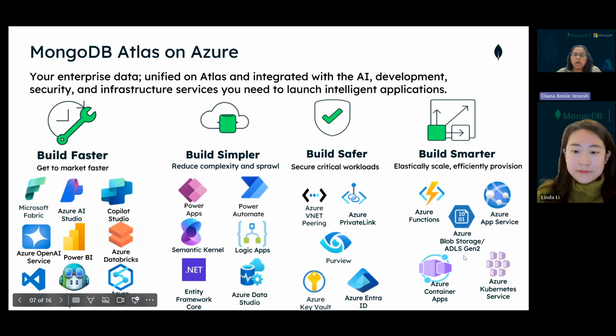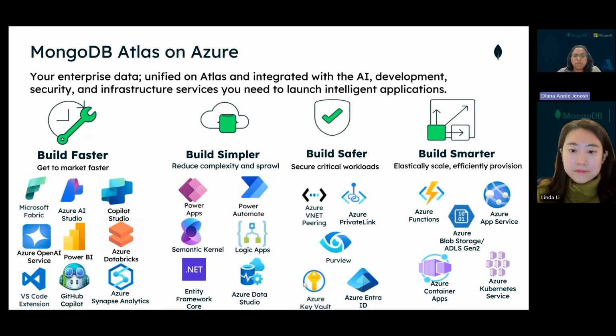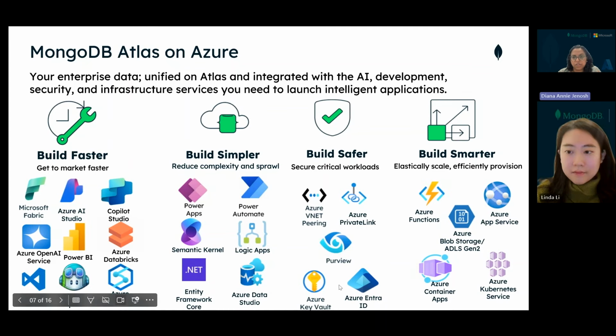Now, Build Simpler aims at reducing the complexity and sprawl and focus instead on launching and improving these intelligent apps. Now, MongoDB Atlas is a developer data platform supporting transactional, rich search and generative AI workloads in a unified development environment. Now, when combined with Azure's low-code, no-code services like Power Automate, Power Apps, Logic Apps, and with frameworks like Entity Framework and Semantic Kernel, enterprises can rapidly build and launch these applications with unrivaled efficiency.